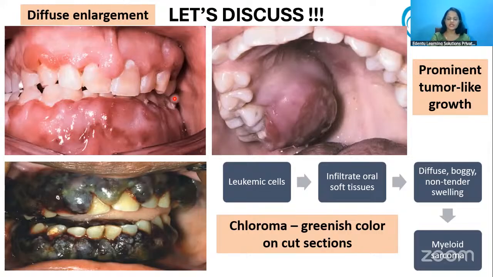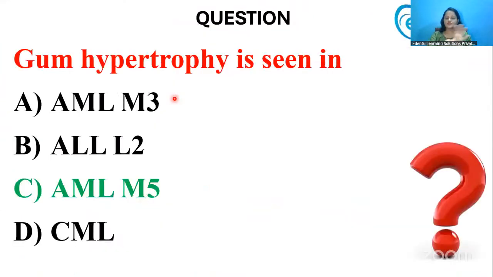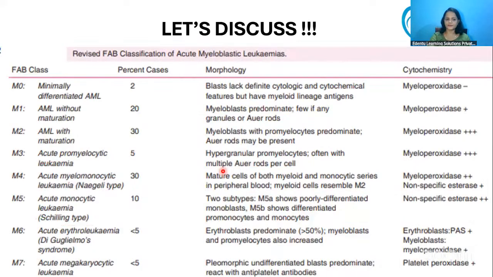Gum hypertrophy is seen in only two stages of AML: M4 and M5. Since M4 is not given here, we are going with the most appropriate option, that is M5. Acute myeloid leukemia, M5.